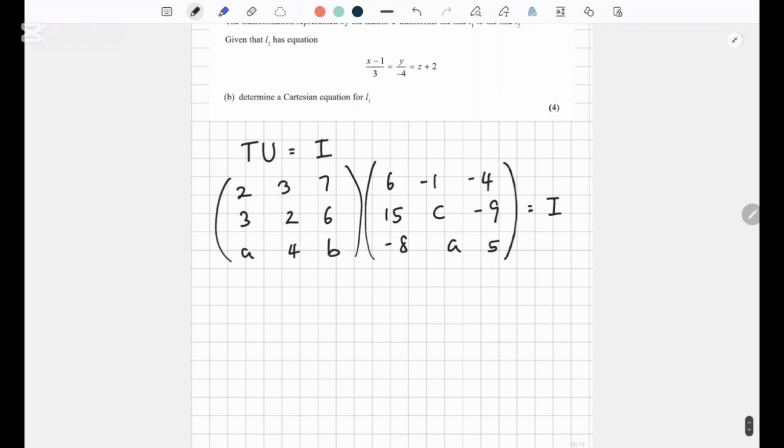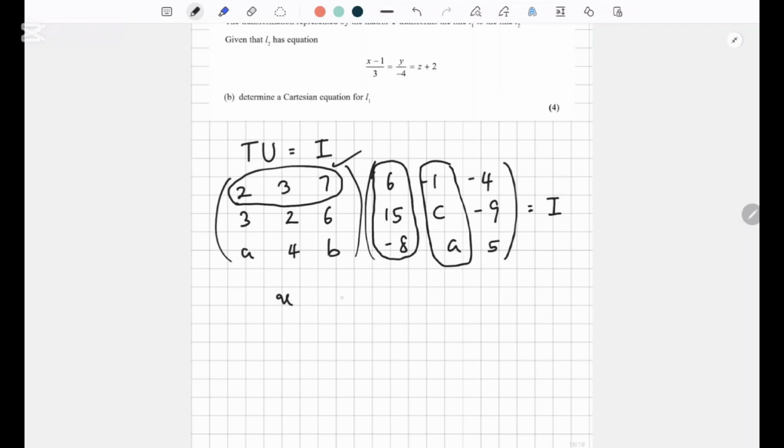So first let's multiply T and U together. So you use your calculator. So it's going to be like this. This row into this column gives you a value, some value. I'll call it X. And then this row into the second column gives you the next value of the first row. And then this row with the third column gives you the third value in the first row.